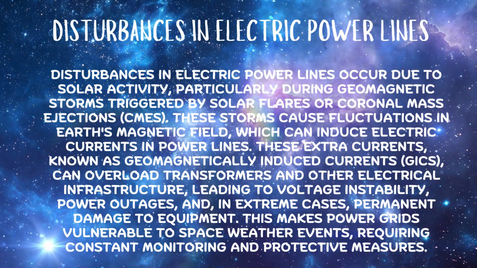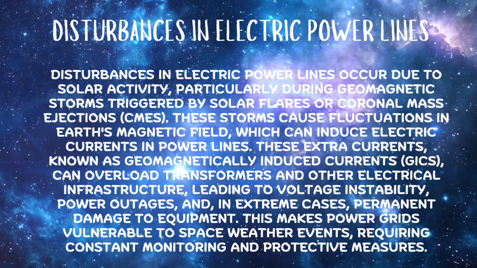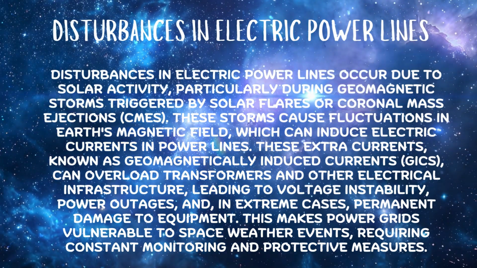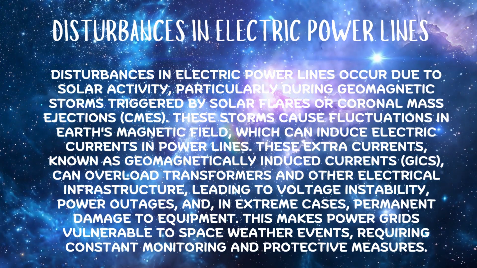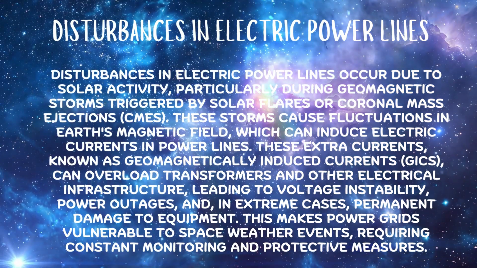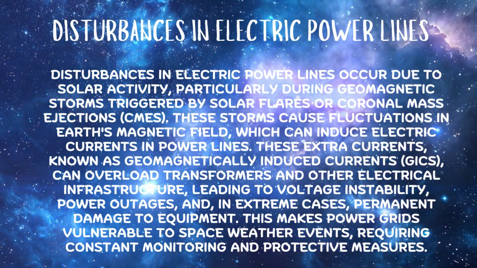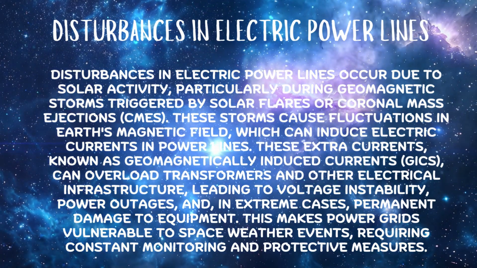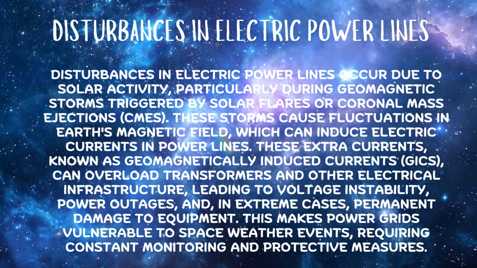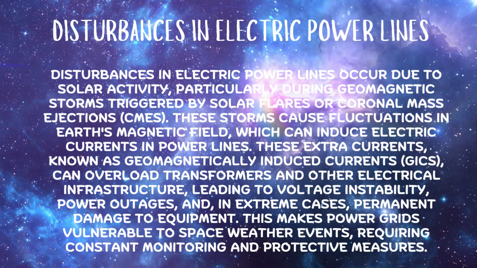Okay, the third is disturbances in electric power lines. Disturbances in electric power lines occur due to solar activity, particularly during geomagnetic storms triggered by solar flares or coronal mass ejections. These storms cause fluctuations in Earth's magnetic field, which can induce electric currents in power lines. These extra currents, known as geomagnetically induced currents, can overload transformers and other electrical infrastructure, leading to voltage instability, power outages, and in extreme cases, permanent damage to equipment. This makes power grids vulnerable to space weather events, requiring constant monitoring and protective measures.